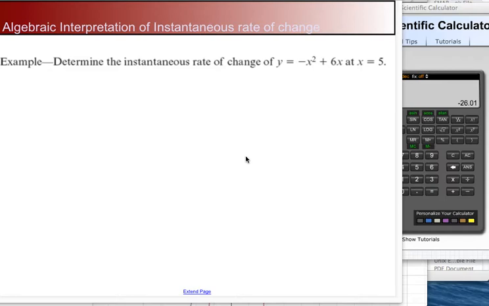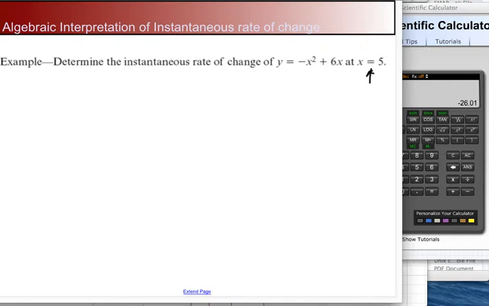Okay, let's do the algebraic interpretation of the instantaneous rate of change. Here's a typical example. I have to determine the instantaneous rate of change of the function y equals negative x squared plus 6x at this moment, x equals 5. Notice we got just one x value. That's because we're looking at a particular moment, not a range between two x values.